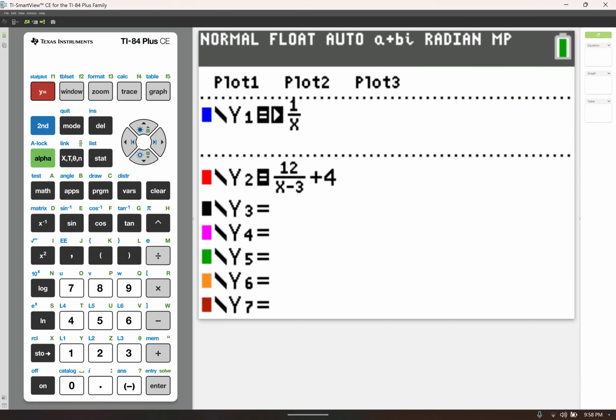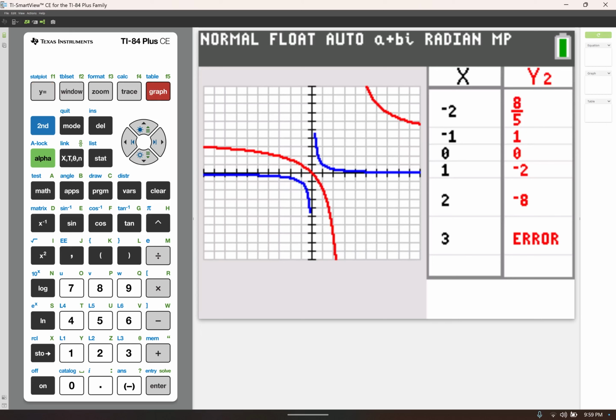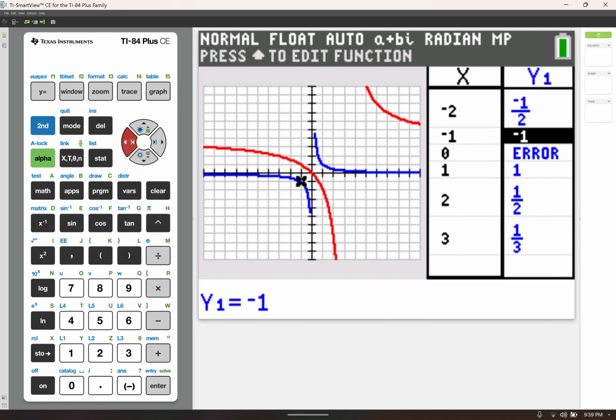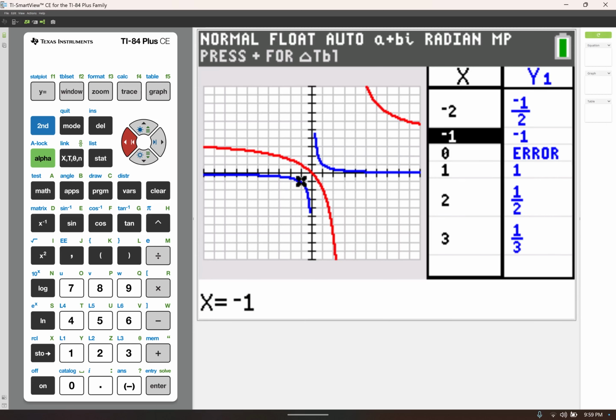So I already have the parent function in my y1, and I have my other equation in the y2. And I'm going to go ahead and go in my table here. If you look at the blue function, that's my parent function. I can see that I have a vertical asymptote at 0. I can confirm that as well in my table because when x is 0, there is no y value that goes along with that. I have an asymptote there, and that's because the parent function is 1 over x. I can't divide by 0, so x cannot be 0. I also have a horizontal asymptote when y is equal to 0.